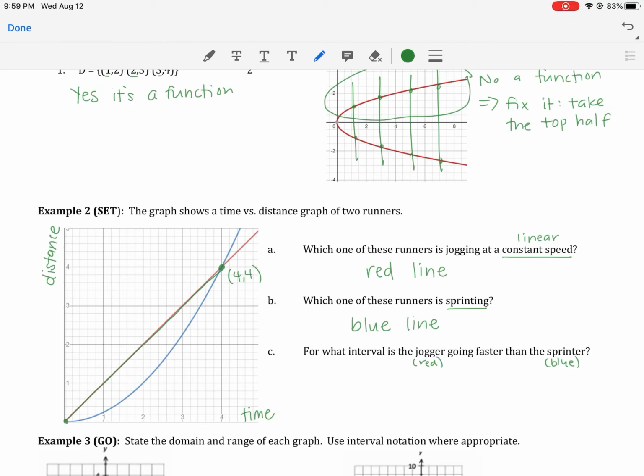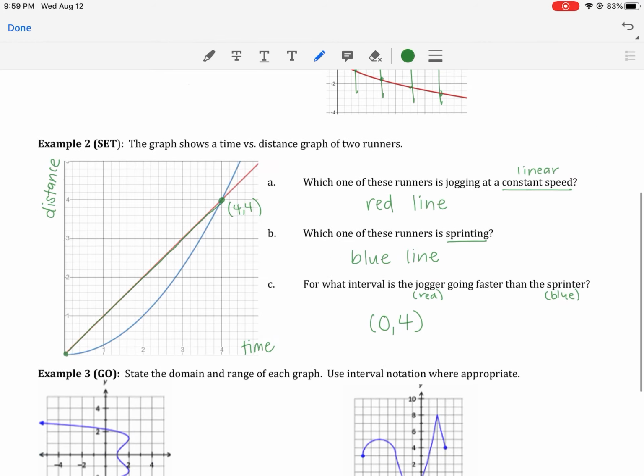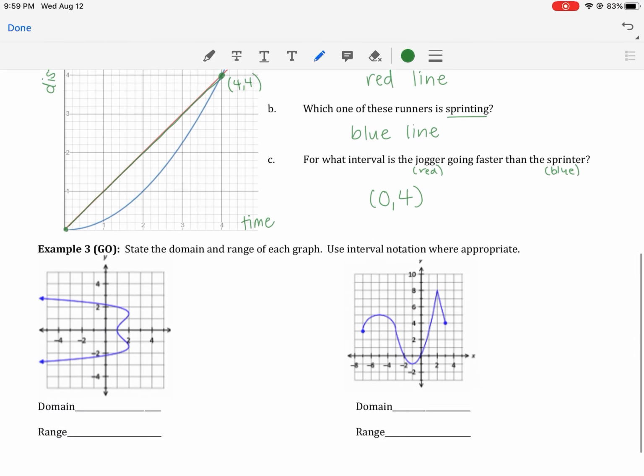It's convenient that it's at 4, 4, because then we can just say, from 0 to 4, the jogger is ahead. But remember that really those should be x values as we're talking about the interval.